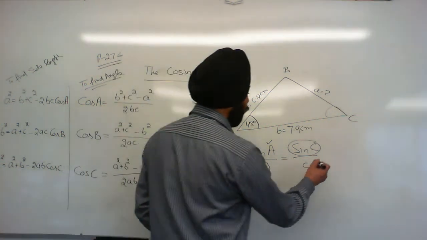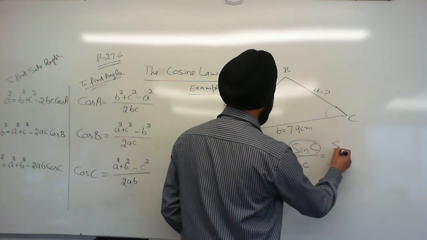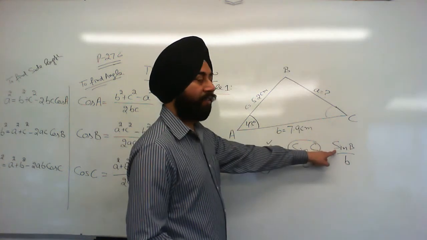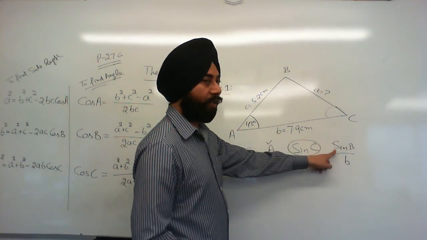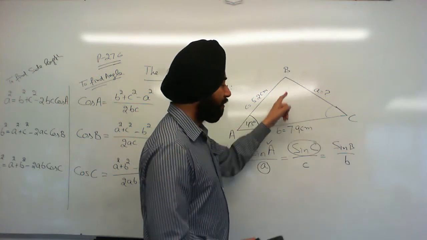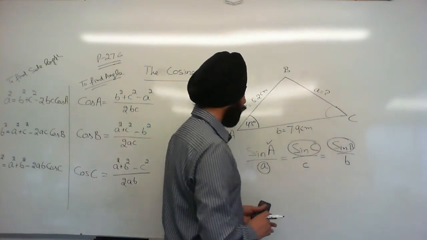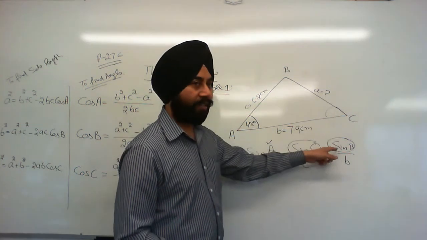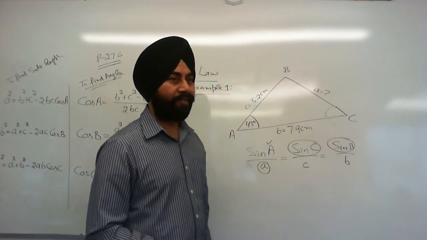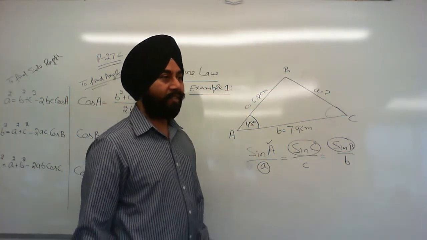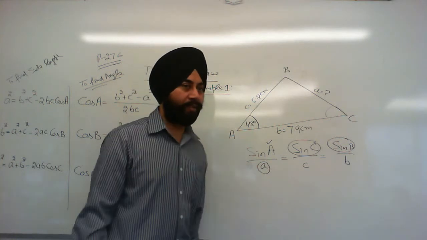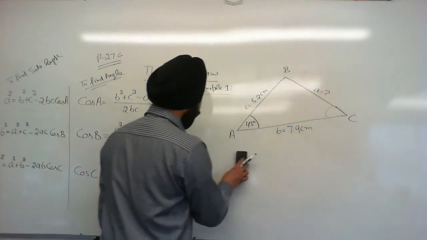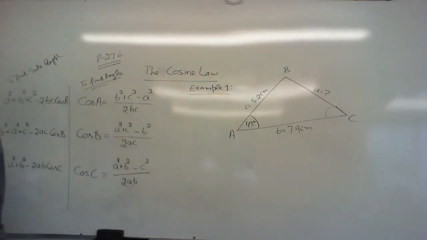Okay, try a different thing. Instead of using sine C over C, if you want to go with sine B over B, will that work? Do you know angle B? You don't. So this is also an unknown. Even if you use this, there is an unknown here and an unknown there. You can't use the sine law in this case because you have two unknowns. Okay, so you will have to go with the cosine law.